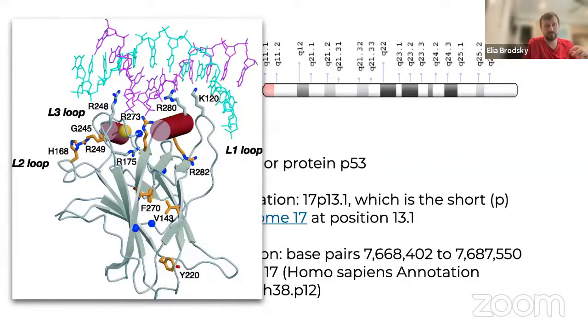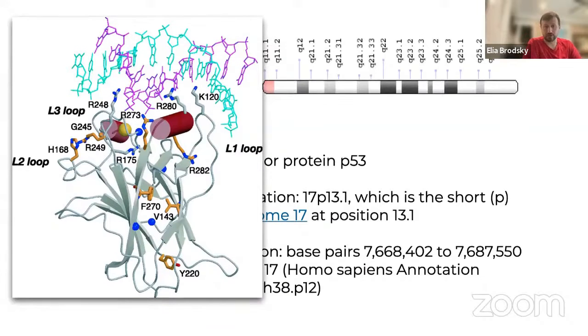So then it does not suppress the tumor growth because it does not respond to the damage in the DNA and leads to accumulation of mutations. So finding such mutations can be critical for accurate, precise, and effective cancer treatment.